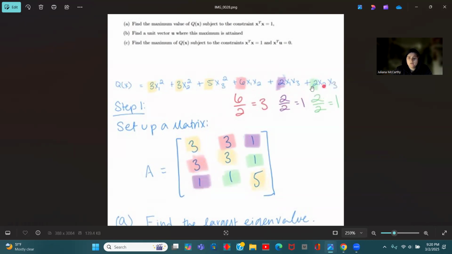And finally, for the 2, we have x sub 2, x sub 3. So I count 1, 2, 1, 2, 3. And we have our 1 here. So that's how we set up our matrix.